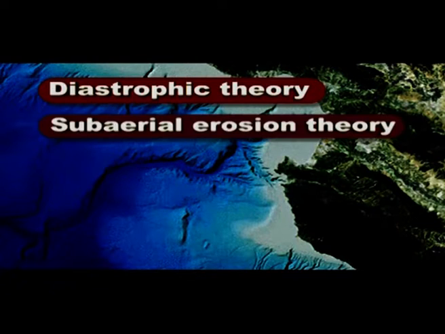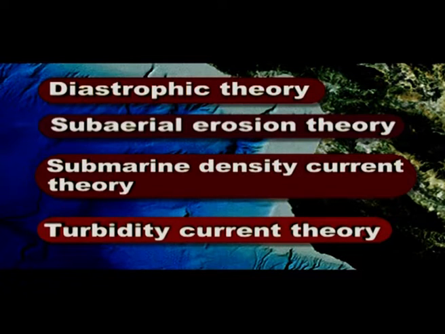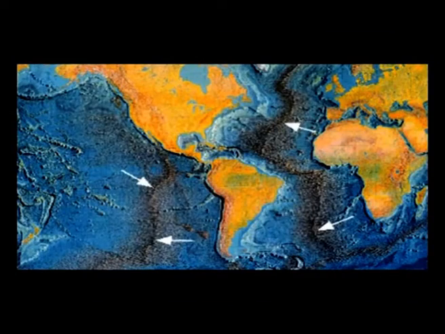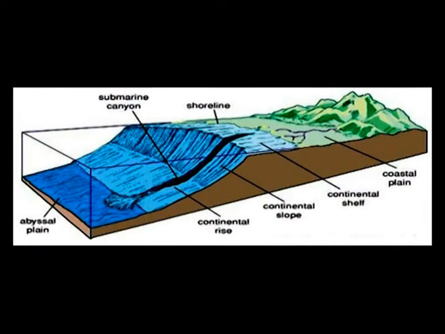The major theories which were put forward for the origin of submarine canyons are the following: the diastrophic theory, subaerial erosion theory, submarine density current theory and turbidity current theory. The diastrophic theory explains the origin due to the tectonic movements of the rocks like faulting, warping and sinking of the sea floor. Tensional forces lead to the formation of faults and graben on the continental margins, leading to the origin of submarine canyons. The troughs of these zones later became submarine canyons.